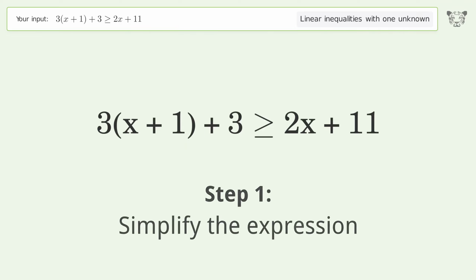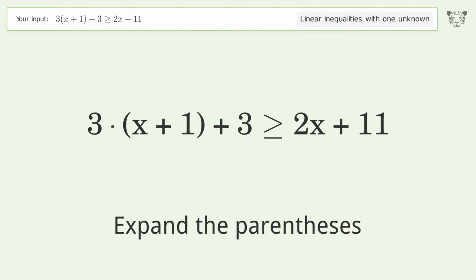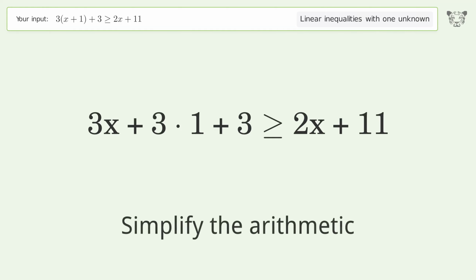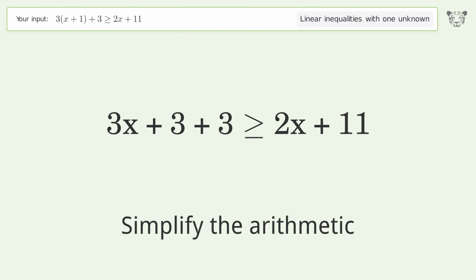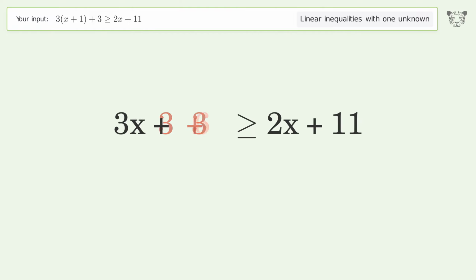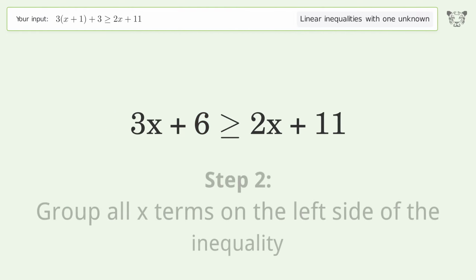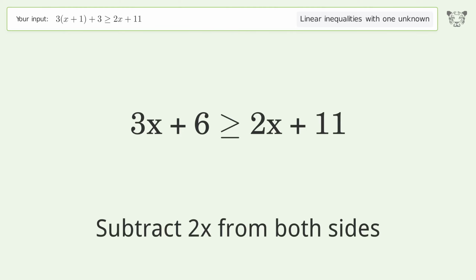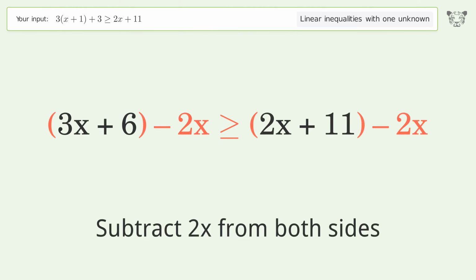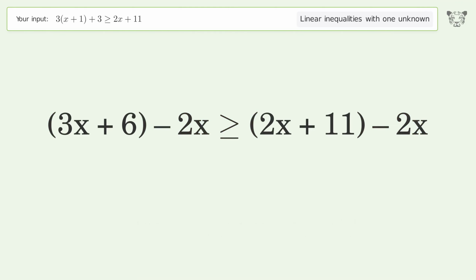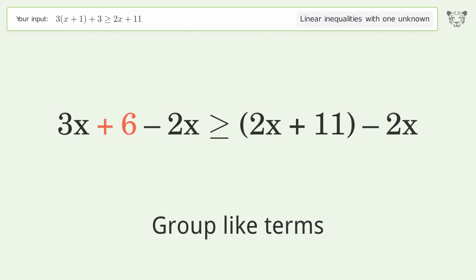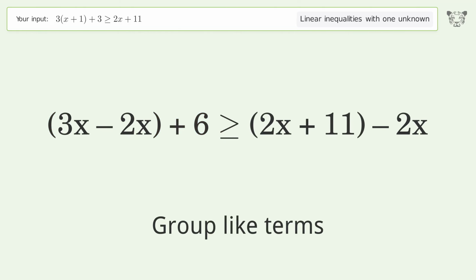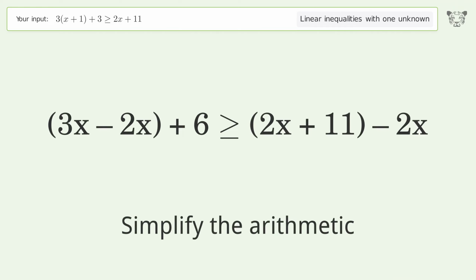Simplify the expression. Expand the parentheses. Simplify the arithmetic. Group all x terms on the left side of the inequality. Subtract 2x from both sides. Group like terms. Simplify the arithmetic.